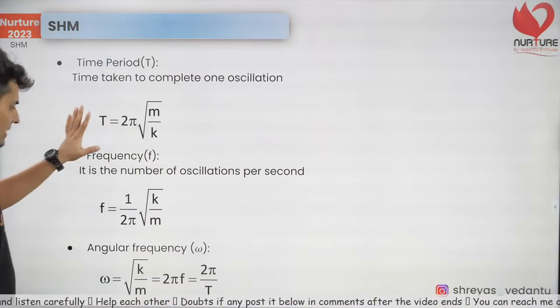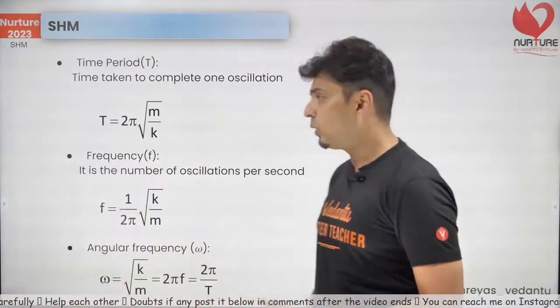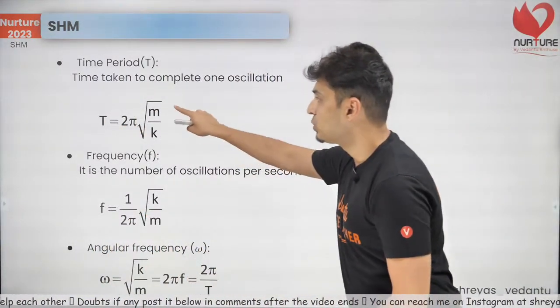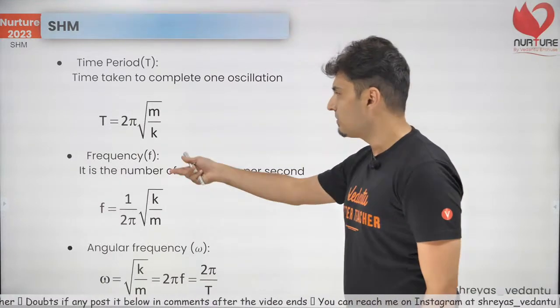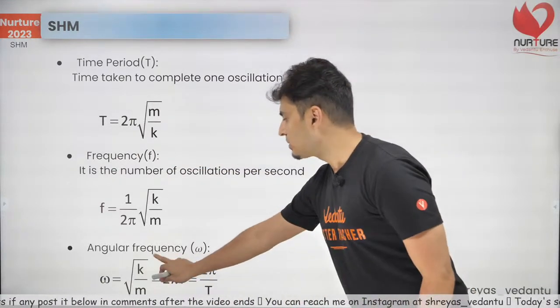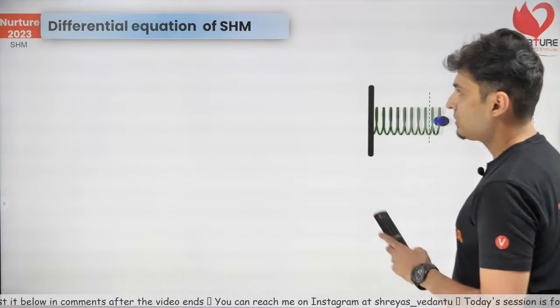Okay, so anyways, just a brief roundup of what we saw. Time period was 2π under root m by k. Frequency will be 1 by time period. Omega was root of k by m. So that's what we saw.